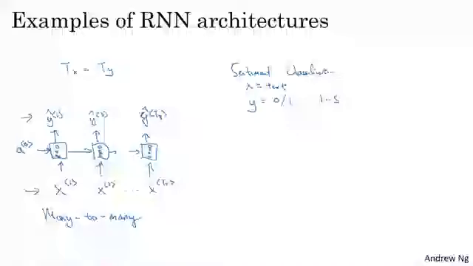So in this case, we can simplify the neural network architecture as follows. We could have an input x1, x2, so input the words one at a time.